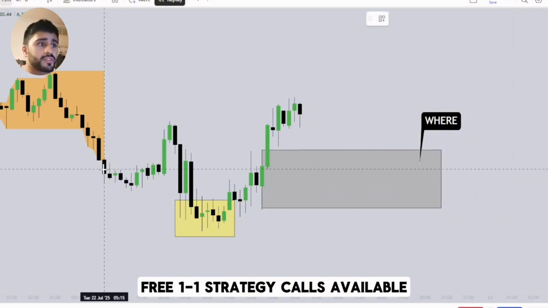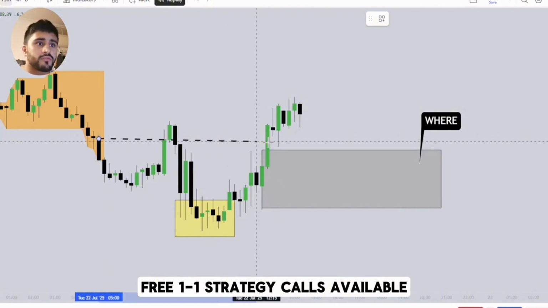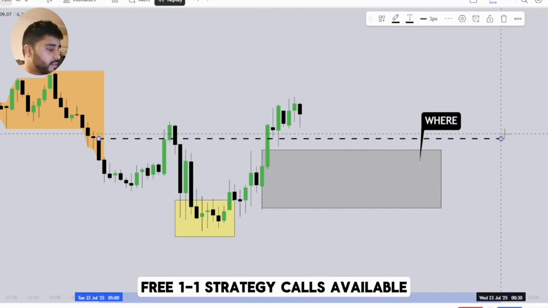So we're going to be focusing on the same entry model that I discussed last time. So I want you to draw a line at 5 a.m. UK time. This is New York midnight opening price. This is the price at New York midnight. So the opening of this is 307.99 on this chart, so that's going to be around this region. So I want you to draw a line like this, right?